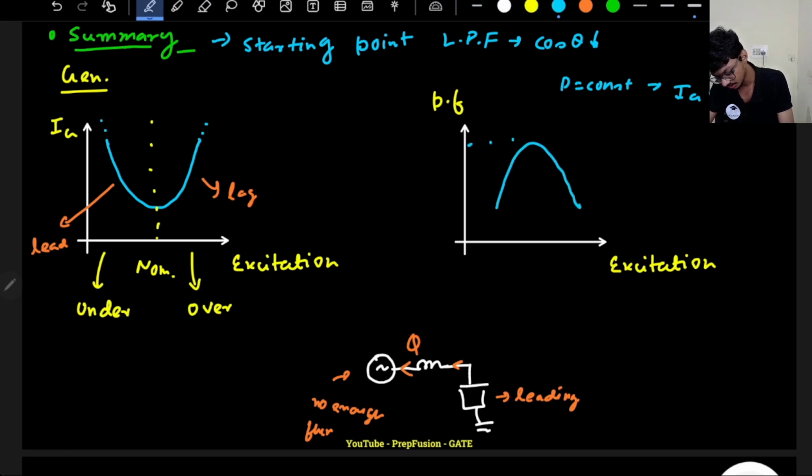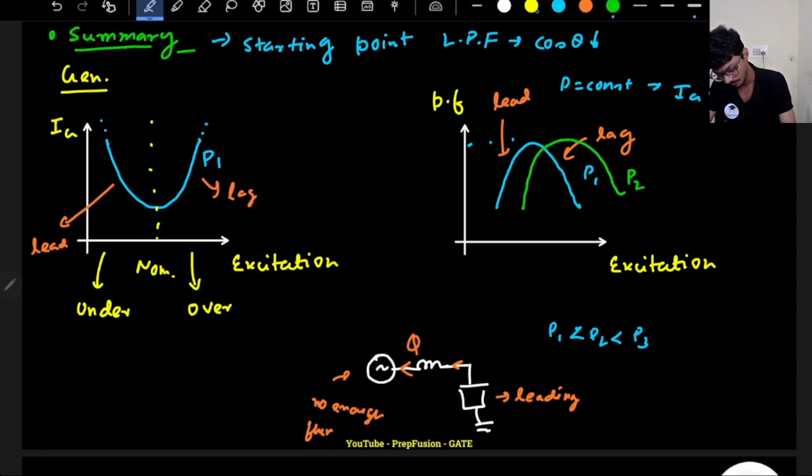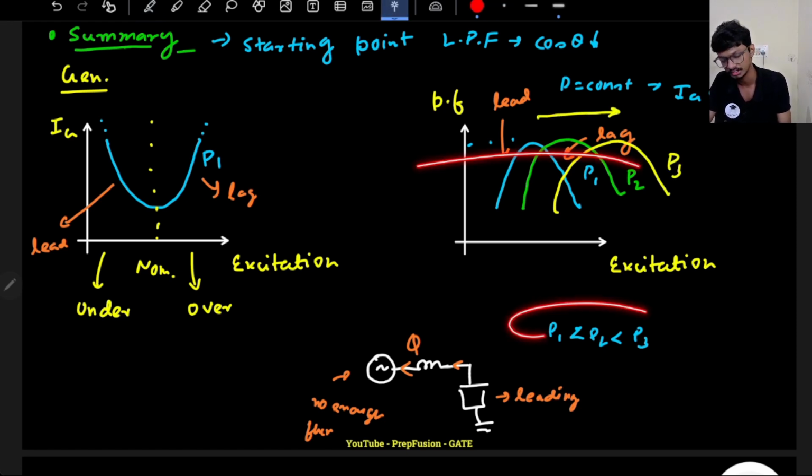Now this was for, let's say, power P1. Again this point will be lead, this point will be lag. Now for other powers, let's say P1 is less than P2 is less than P3, what will happen? The power factor graph will just shift on the right hand side. This will be, let's say, P2, and this will be, let's say, P3. So the power factor graph will just shift on the right hand side if I increase the power. If I reduce, it will shift on the left hand side. That is what you have to keep in mind.